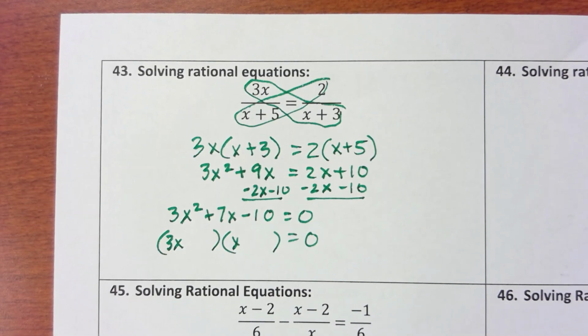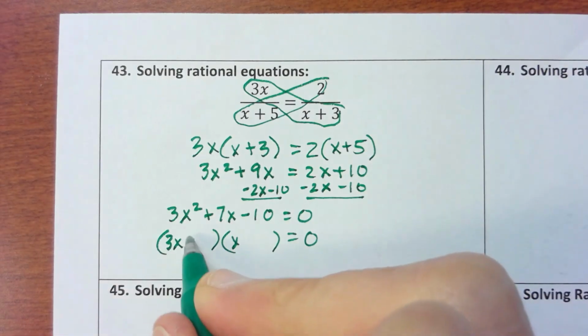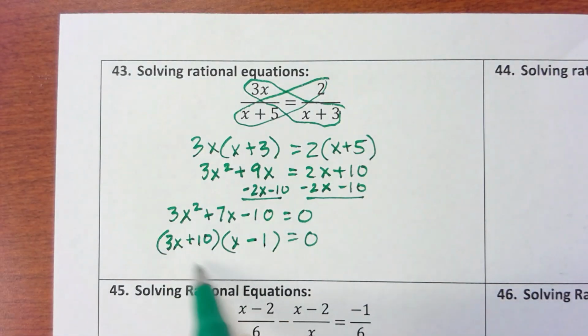Negative 10. So I need one negative and one positive. Gosh, it's not 5 and 2. That's not working. Because that must be 10 and 1. Let's see. Yeah, it's 10 and 1. Okay, plus 10 here, minus 1 here. So that's 10x minus 3x. That's how I got to the 7x.